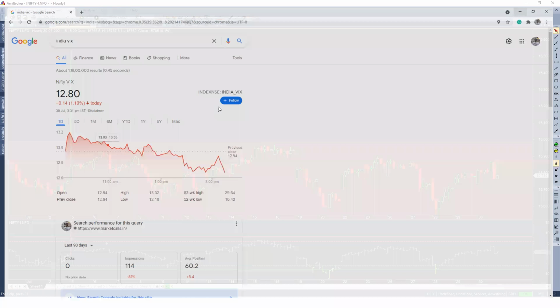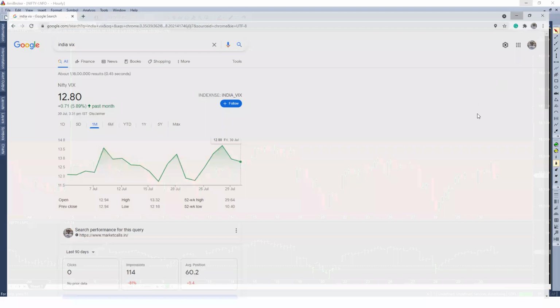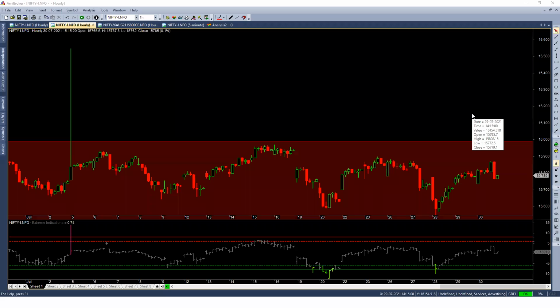VIX is also dead. VIX has been totally dead for quite some time now. For the last 1 month, the VIX itself has been trading between 12 and 13, which indicates dull, boring markets. Absolutely no volatility, no demand from the option buyers, and option sellers also not able to charge higher premiums. Premiums are literally not there. Even if you check the 16,000 options, I think some 15 rupees or 9 rupees was the premium. What was the premium?